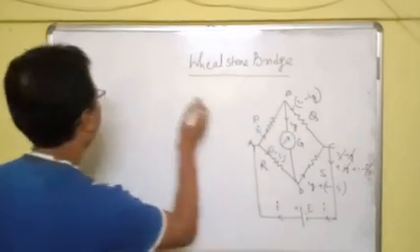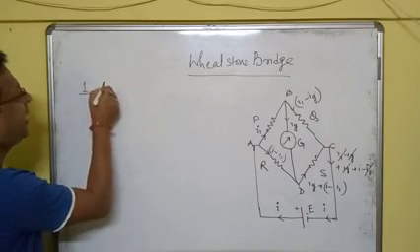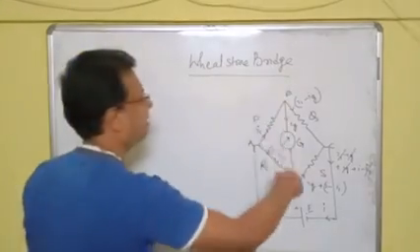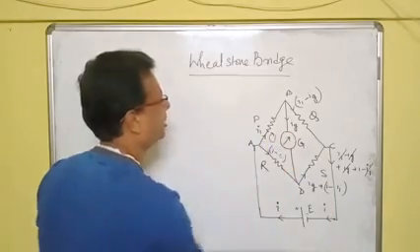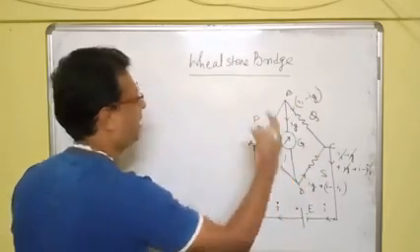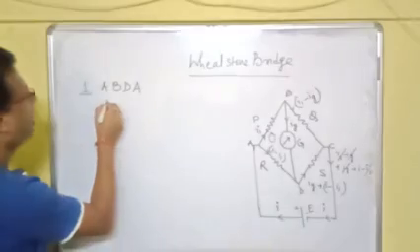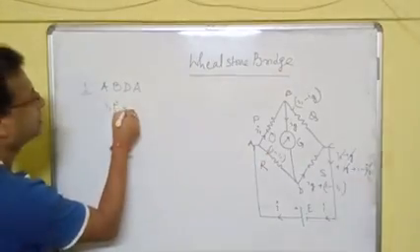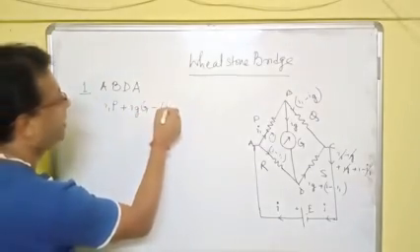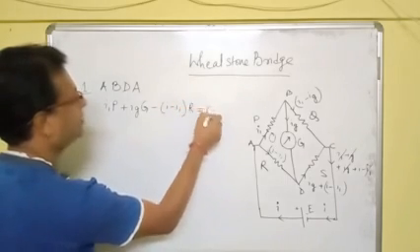Now, let us take two loops. The loop number one is A, B, D, A. Let us take it in this direction. If we take it in this direction, A, B, D, A, then we find that the loop equation will be I1P plus Ig into G minus (I minus I1) into R is equal to 0.